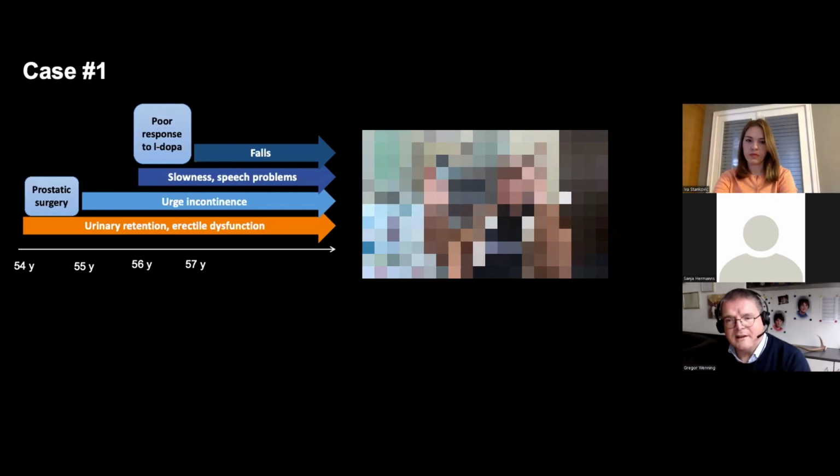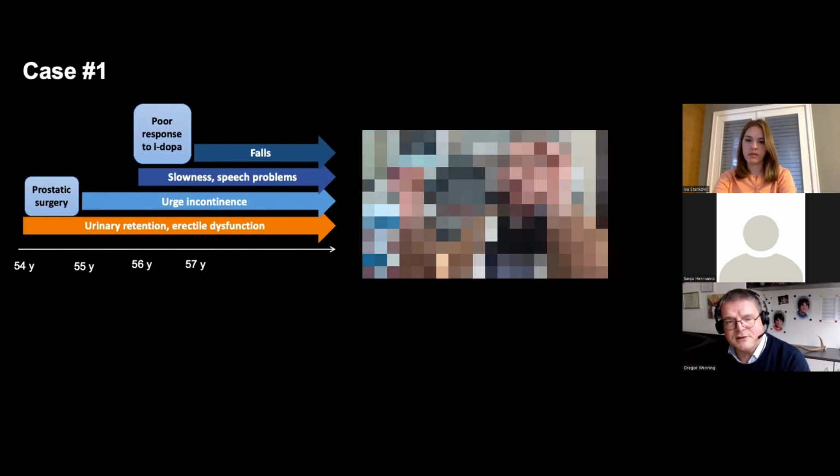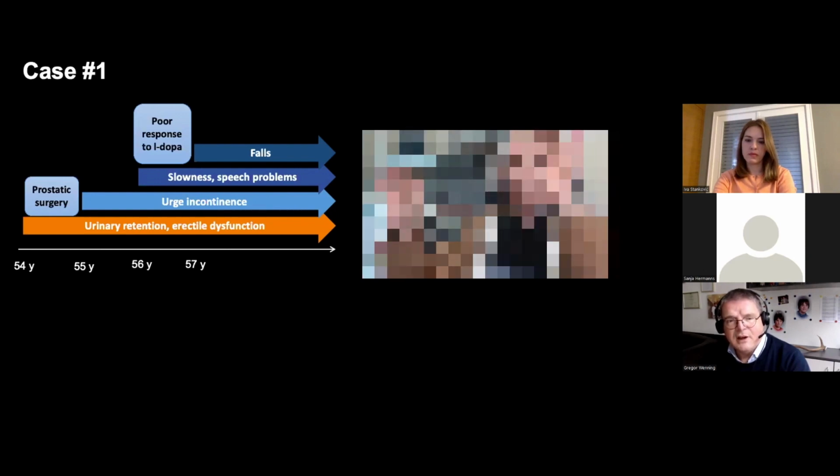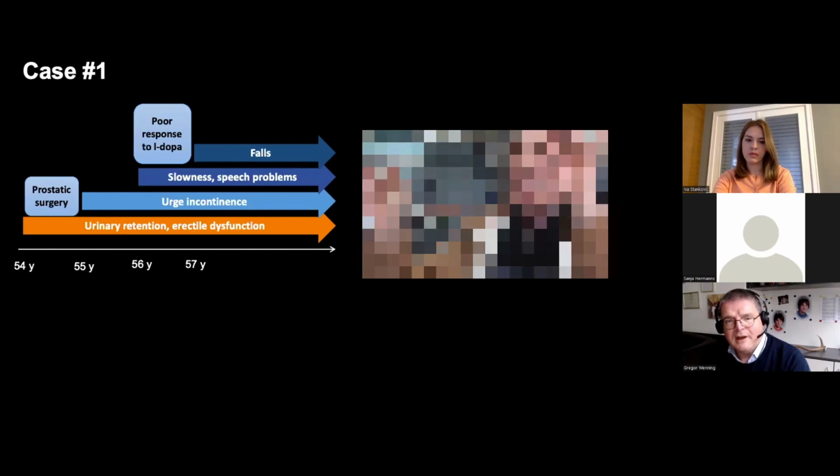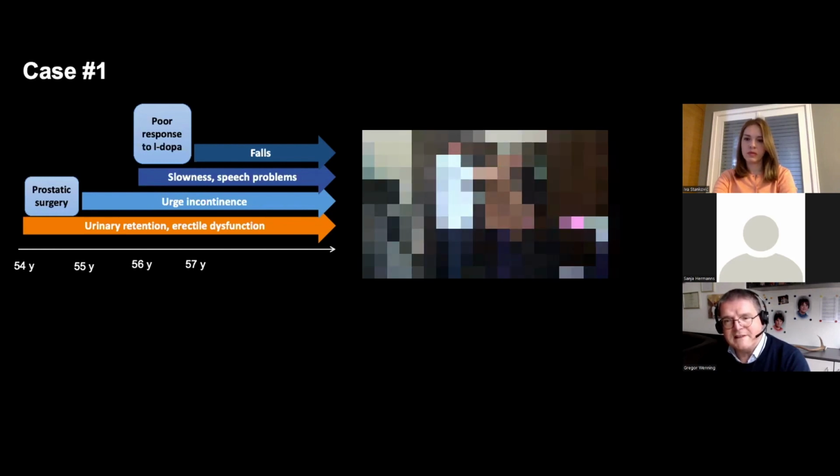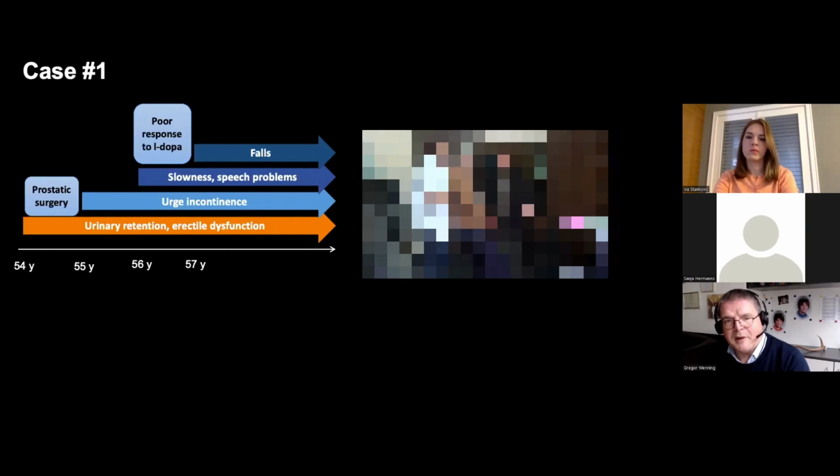Now, this is one case showing you MSA-P. This patient started off with urinary retention following prosthetic surgery and erectile dysfunction, followed by urge incontinence, so kind of urogenital presentation of MSA, then followed by Parkinsonism, poor response to levodopa, and falls. So this is a kind of clinically established MSA-P case. Next slide.